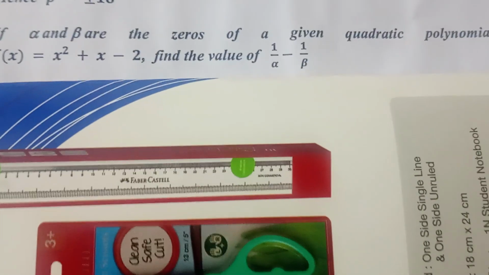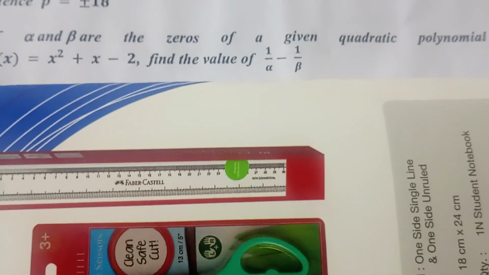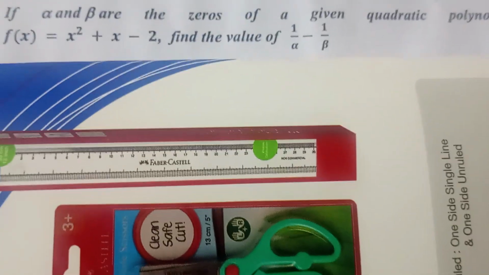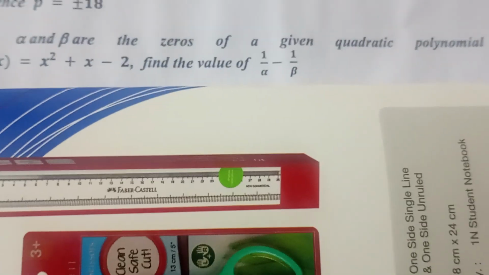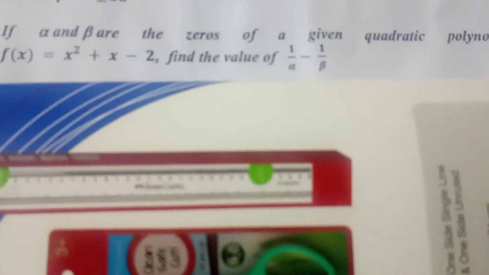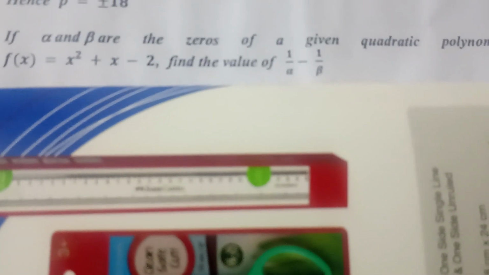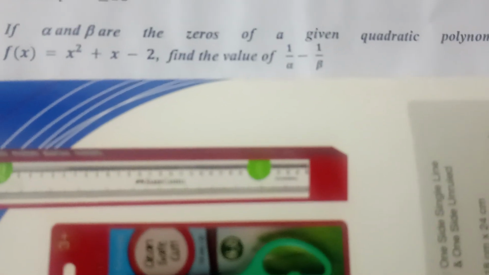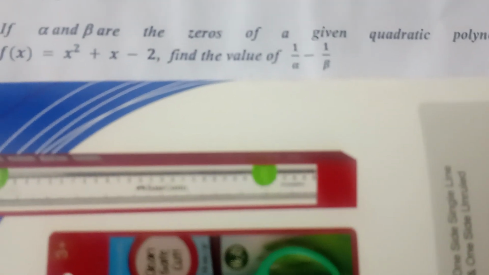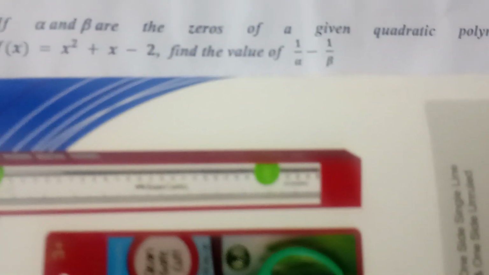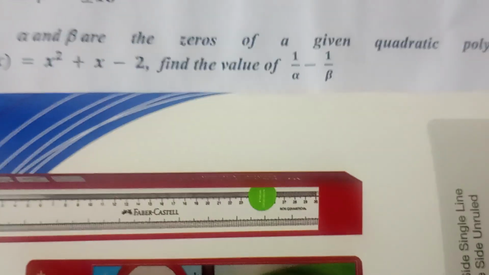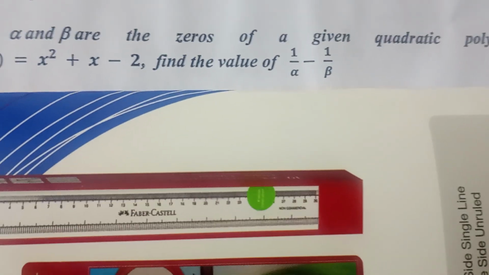In this video, here is a question for the 10th standard CBSE mathematics on the topic polynomials. This is the question. If alpha and beta are the zeros of a given quadratic polynomial, f of x is equal to x squared plus x minus 2, find the value of 1 by alpha minus 1 by beta.